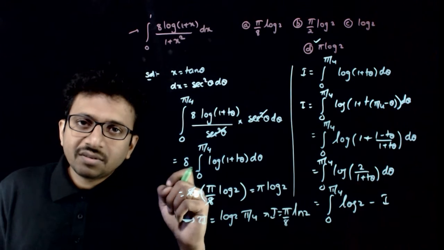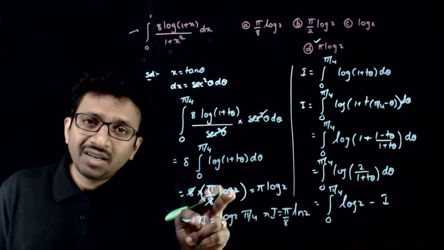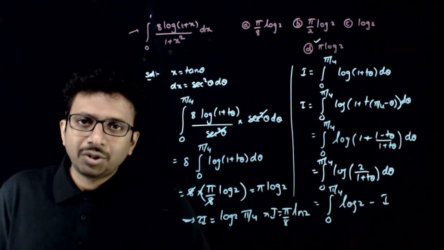Once you see this derivation, try to remember this result. The integral from 0 to π/4 of log(1 + tan x) dx is always equal to π/8 log 2. Thank you.